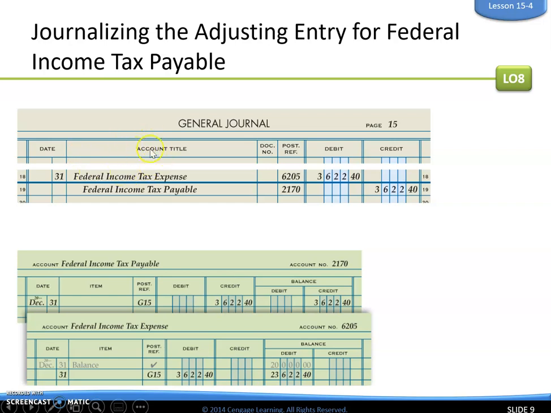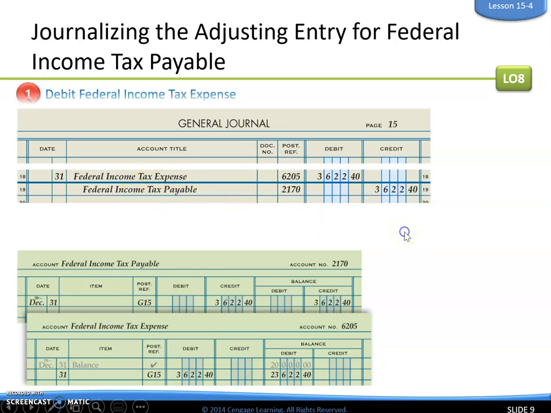Now, this is going to go under our adjusting entries. So there's going to be a bunch of adjusting entries above that with the label, and we're just adding that on to the bottom. So we're going to put in our date, we're going to debit federal income tax expense, and we're going to credit federal income tax payable.